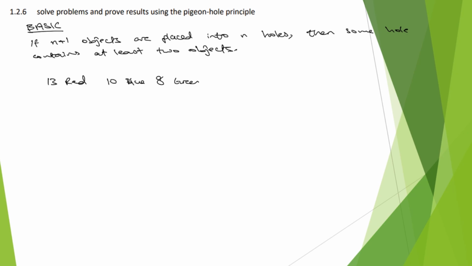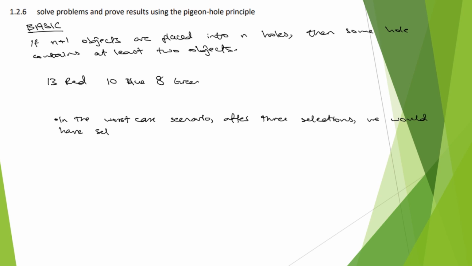So in the worst case scenario, this is how I would answer this question. In the worst case scenario, after 3 selections, we would have selected 1 red, 1 blue, and 1 green.